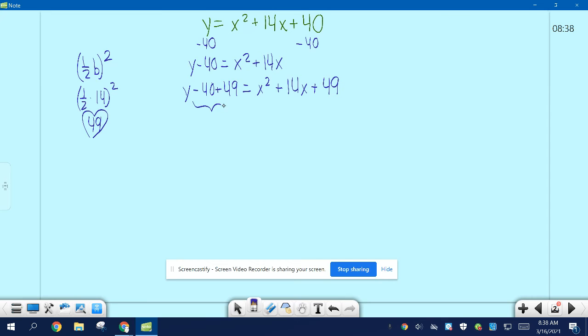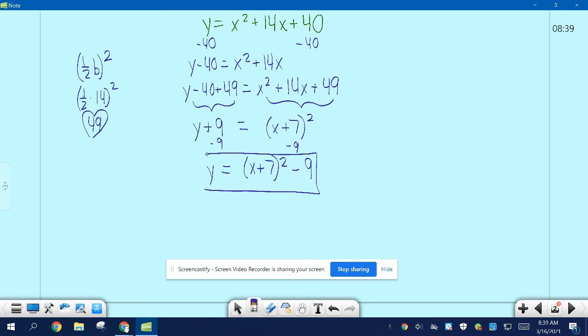So this can be simplified to y plus 9. And this can be factored. I need 2 numbers to multiply to 49 that add to 14, 7 and 7, right? So (x plus 7) times (x plus 7), which can be written like that. And then to get it in vertex form, I need to move the 9 back over here. So y equals (x plus 7) squared minus 9. So this is the equation in vertex form.